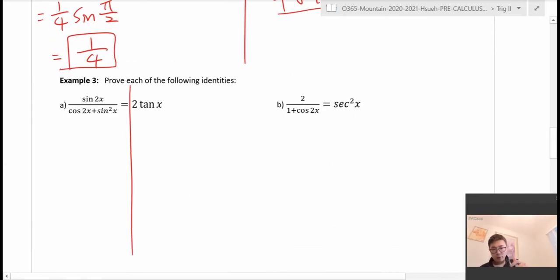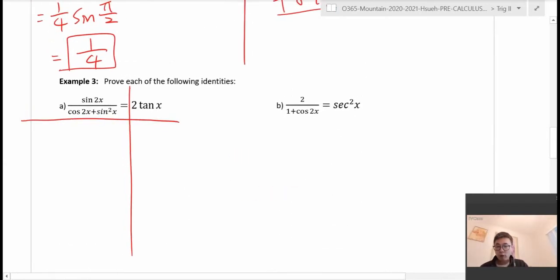Again, I think I'll show you some tricks. The first step is always to look for the more complex side and change that side. Right now I see the left hand side being more complex, so that's the one I'm going to change. Sine 2x, that's the identity we just learned. Sine 2x is the same thing as 2 sine x cosine x, divided by cosine 2x plus sine squared x.